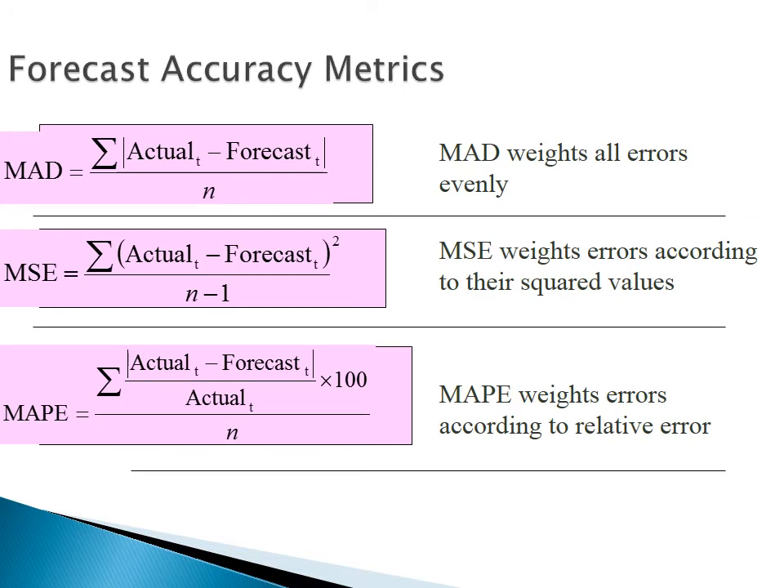There are different techniques for measuring forecast accuracy. Some of the techniques are MAD, mean absolute deviation, then mean square error, and the next would be MAPE, mean absolute percentage error. Using all these techniques, we can evaluate the forecast.